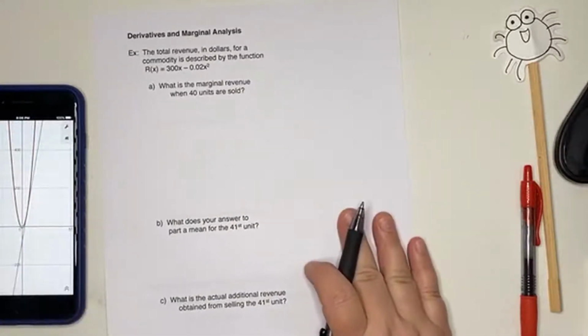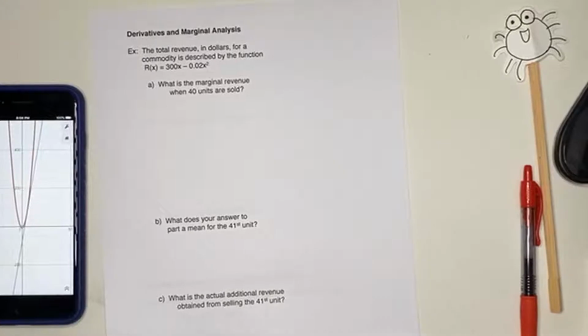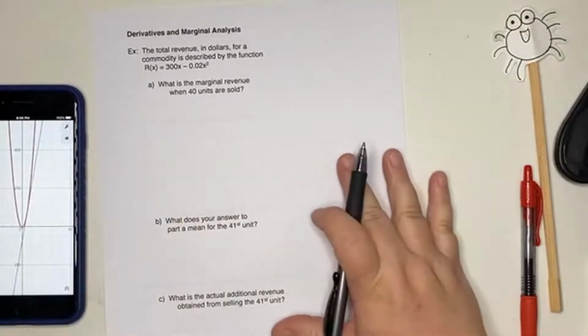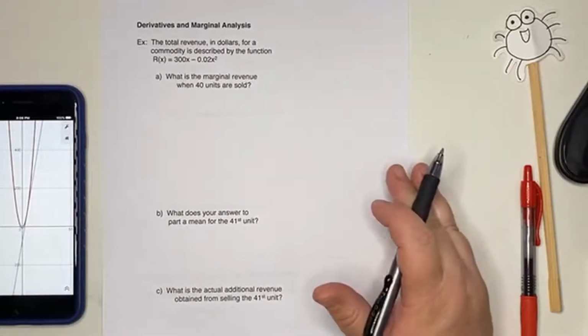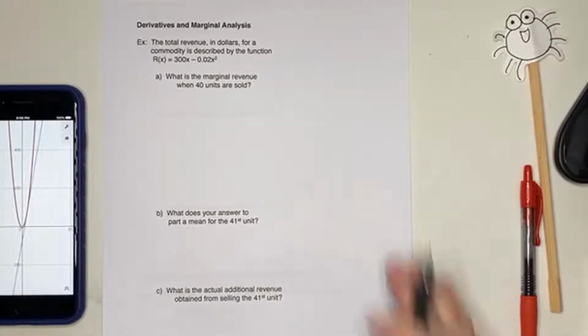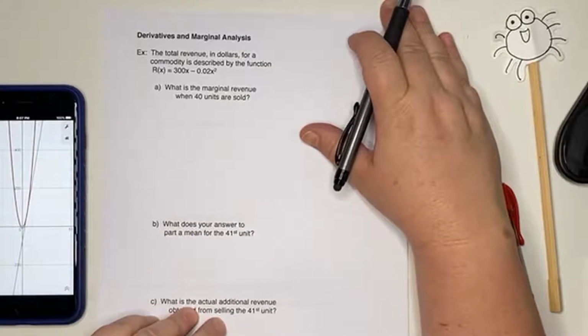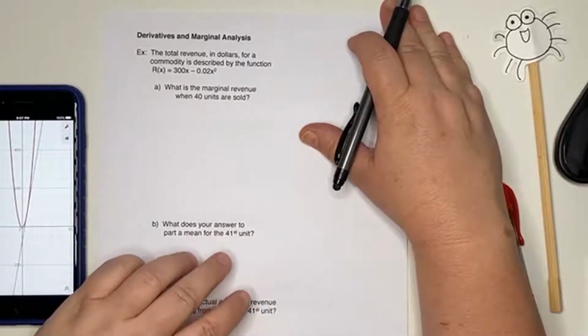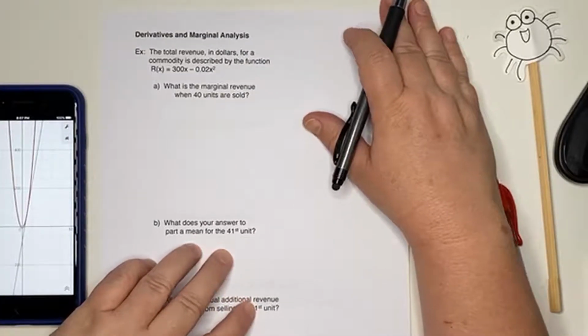Spoilers, it's going to be the derivative. Seriously, it's like if you were doing a murder mystery in calculus, the answer to who did it would be the derivative. Okay, derivatives and marginal analysis. Oh, I have to stop talking so much. We've got two more pages.